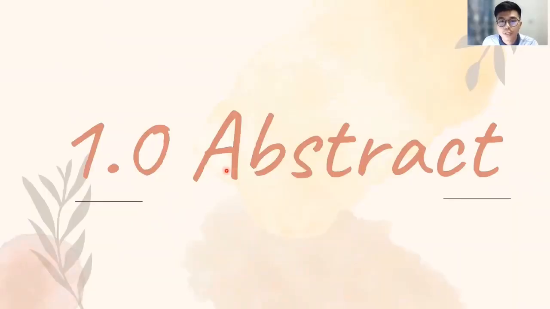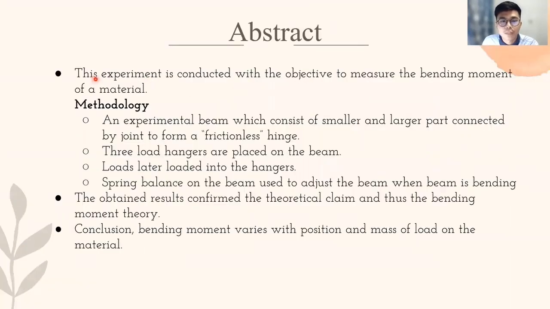First of all, I will explain the abstract part of the experiment. Experiment 5 was conducted with the objective to measure the bending moment of a material. In order to conduct the experiment, some methodologies were followed.